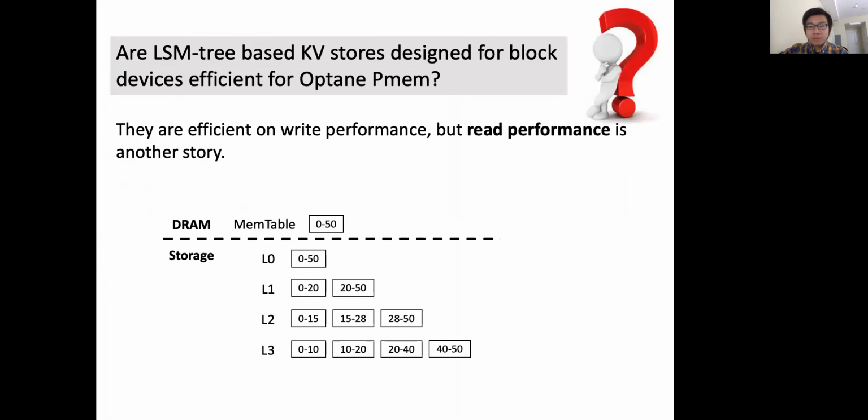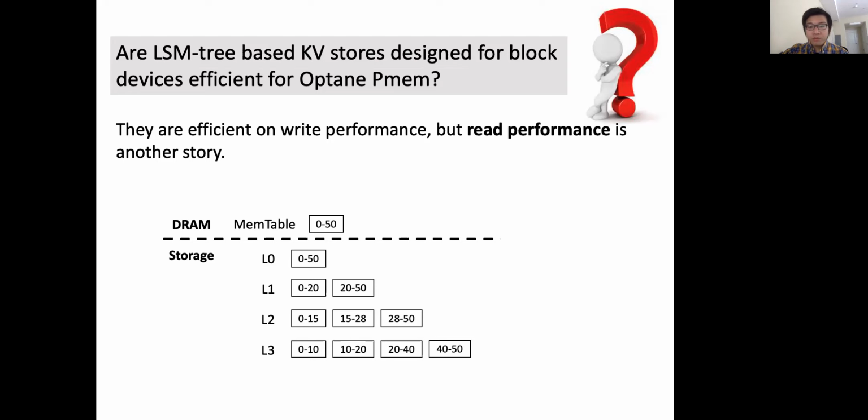Now we know that Optane Pmem is kind of like traditional block devices, as its access unit size is larger than a cache line. And we have LSM tree-based key value stores that are designed for block devices. So another question is, are they efficient for Optane Pmem? They use sequential writes to persist data. They do not rely on small random writes. So they can be good at write performance, but our analysis indicates that their read performance can be poor.